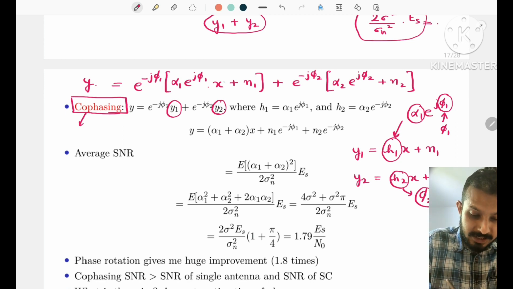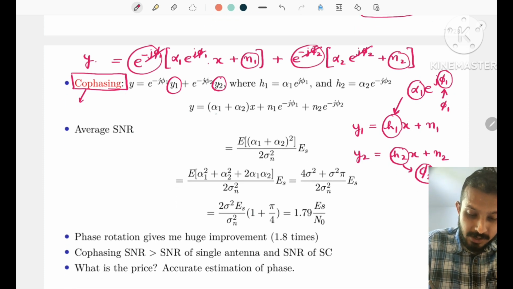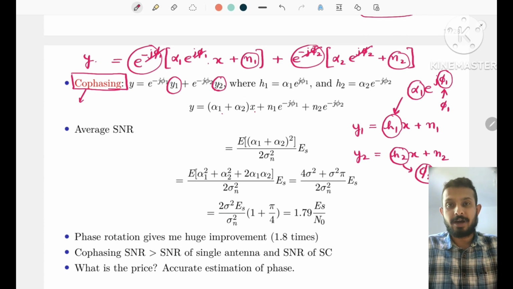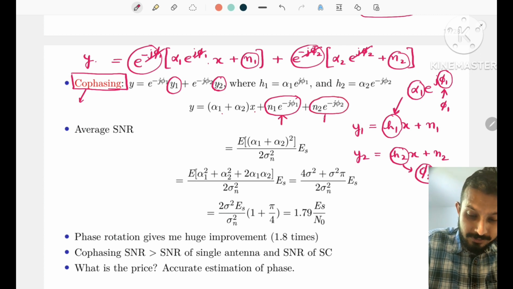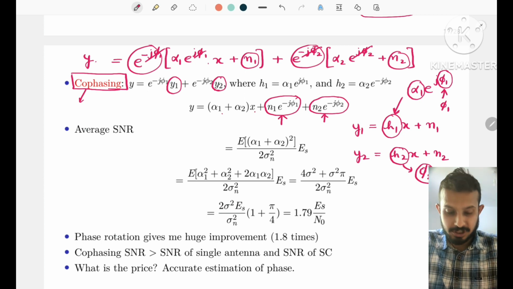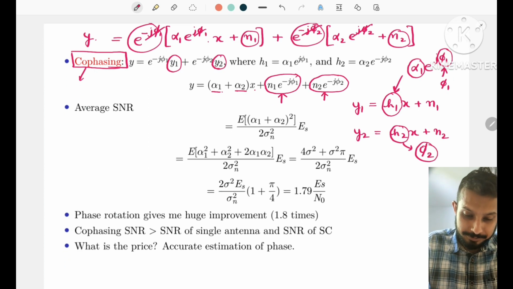So you open the brackets and multiply it; this term will get cancelled out with this one, this term will get cancelled out with this term, this is multiplied with the noise n1, and this is multiplied with the noise n2. So as a result you get y is equal to alpha 1 plus alpha 2 times x plus n1 e raised to power minus j phi 1 plus n2 e raised to power minus j phi 2. This is nothing but the rotation provided to the noise signal, but the power of the noise will not get affected because this is just a rotation. And this alpha 1 and alpha 2 are real valued.